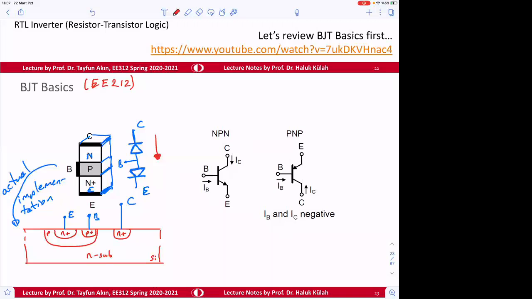And here, the current from the base can be only positive. Okay, so the current through here, I base, is always either 0 or I base is larger than 0. So I base cannot be lower than 0, that is not possible.